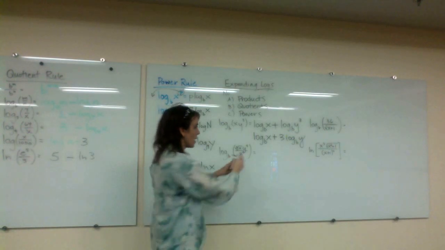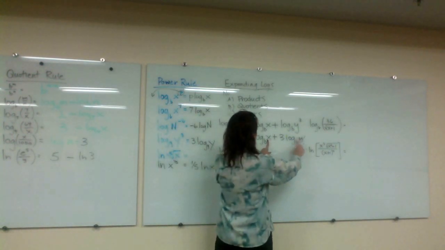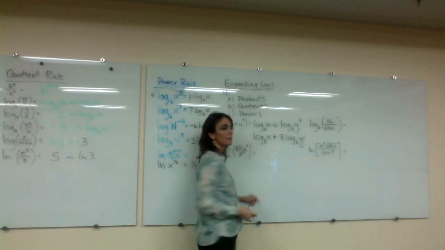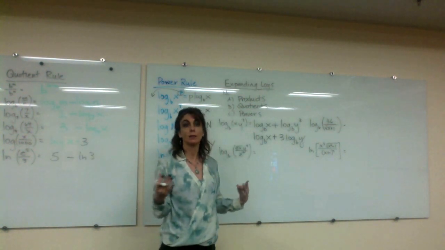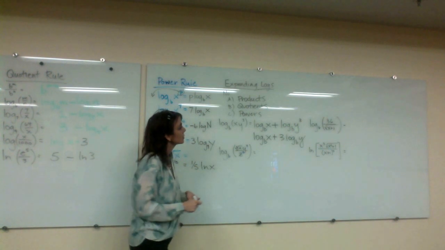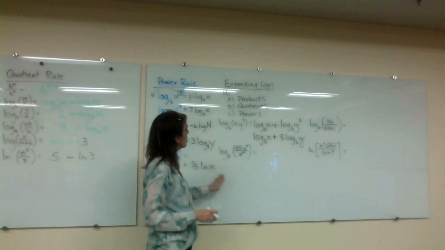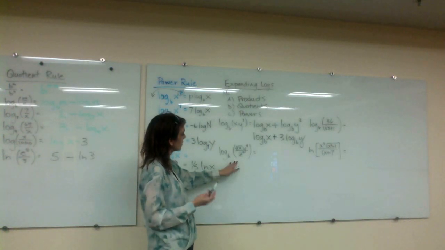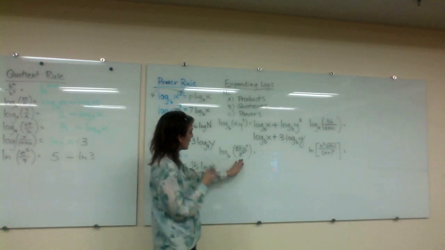Okay, and so now I'm looking and I see no products, no quotients, and no powers, and so this has been expanded as much as possible. All right, let's look at this next one. Okay, so when I'm looking at the argument, I see kind of 3 pieces.